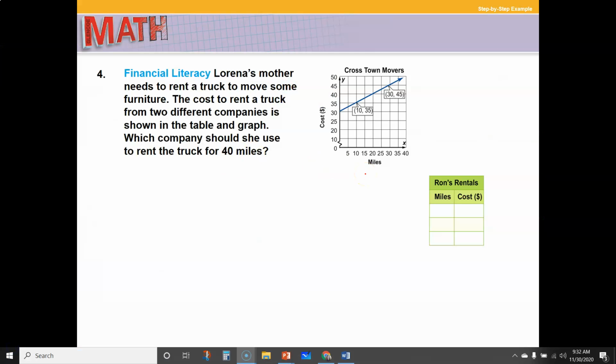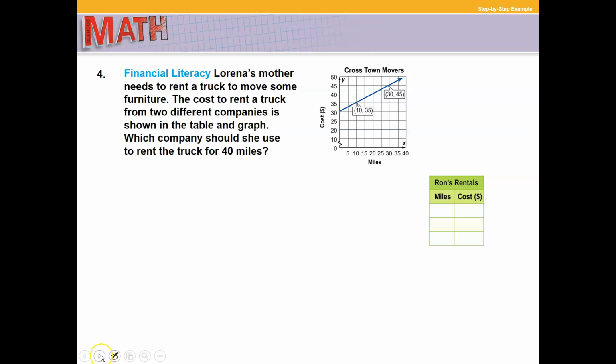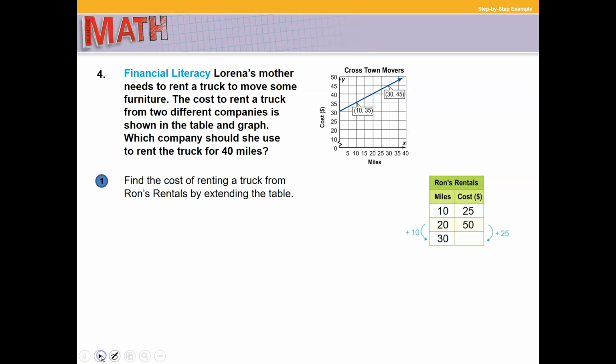Okay, so Lorena's mother rents a truck. We've got a table and a graph. Okay, we're going to compare them. And we need to find which company should she use for 40 miles. So the cost of renting the truck would be $75 plus $25 or $100 for 40 miles.